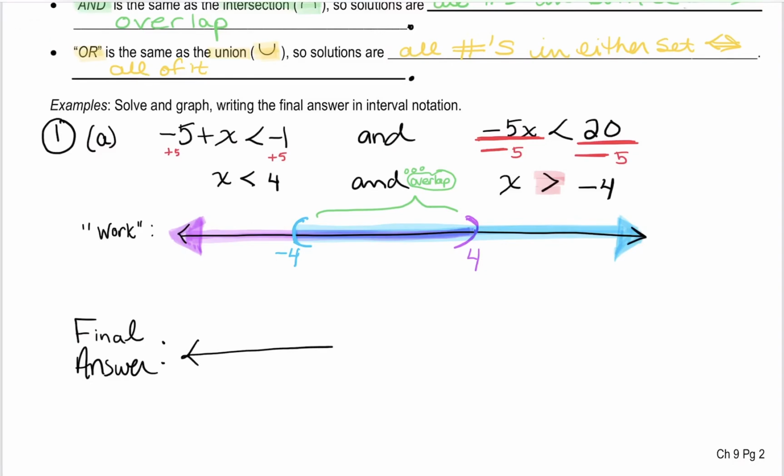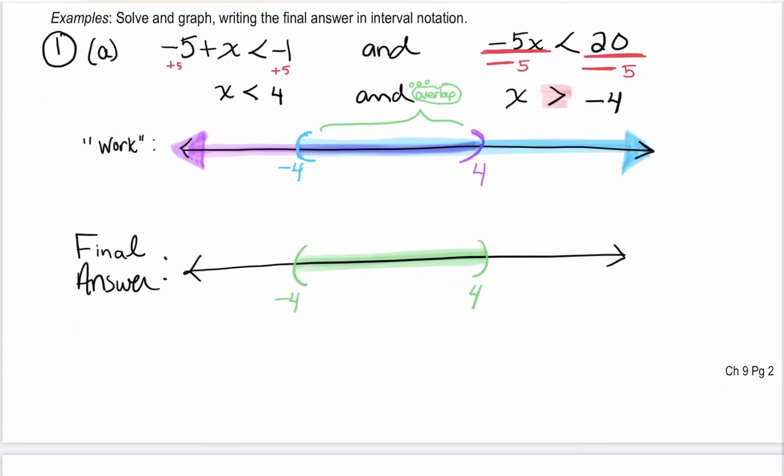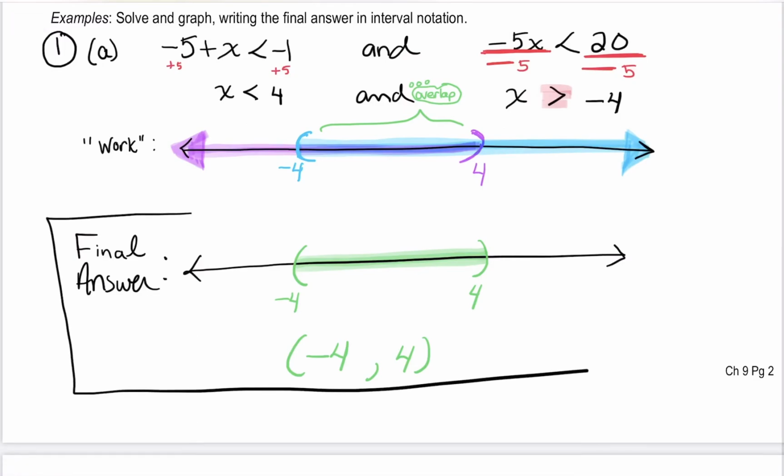So our final answer for our graph, and then we'll put it in interval notation, is going to be this overlap. It was everything in between the negative 4 and the 4. Again, either with your parentheses like that, or you could also certainly use the open circles there. That is our final solution for the graph. And then the interval notation follows just really nicely from there, everything between negative 4 and 4. So that's the final graph and the final interval notation.